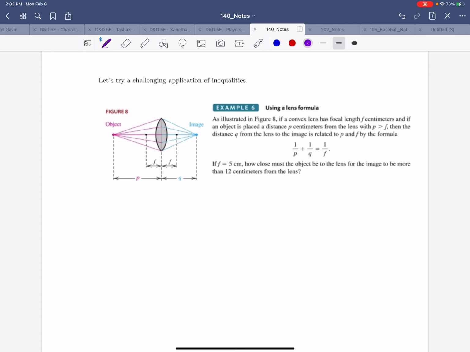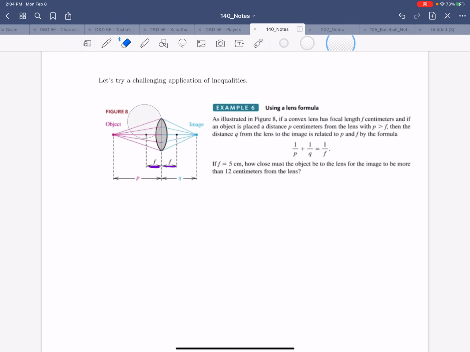You've got an object that's placed a certain distance away from a lens, right? And there's a certain focal point for the lens, depending on how steep the slope of the ellipse is, the elliptical part of it. It's called the focal point. And if you put the object further away than the focal point, then it'll project an image on the other side, q units away, according to this relationship. So it's a pretty cool little relationship. I didn't actually know this before doing this problem.